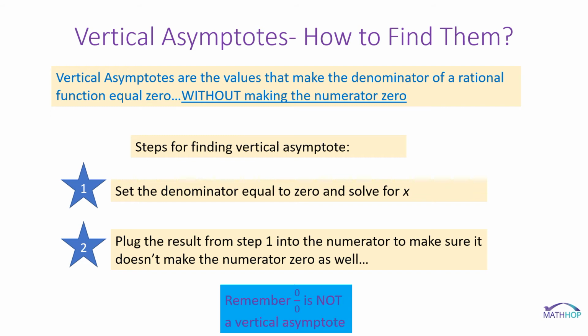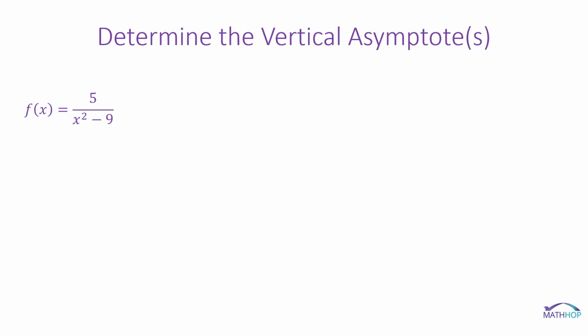All right, let's test a few. If we have the function f of x equals 5 divided by x squared minus 9, we want to find any vertical asymptotes there may be. Okay, first step, set the denominator equal to 0. And look at the denominator.